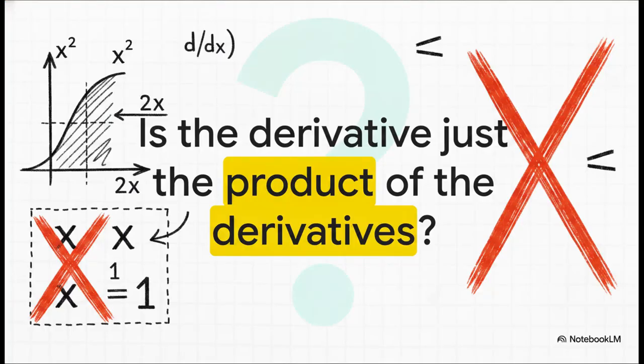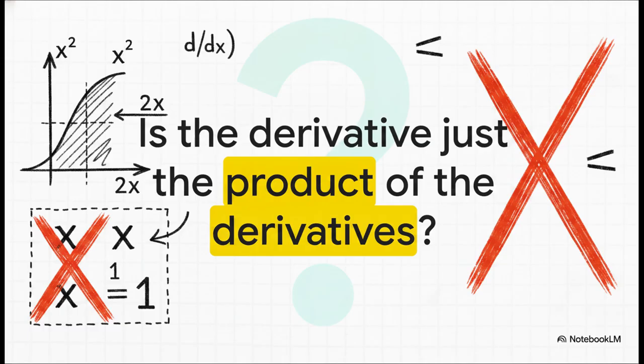Before we jump into the rule itself, we've got to address a really common trap. You might be wondering, is the derivative of a product just the product of the individual derivatives? It is incredibly tempting to assume this is true, mostly because it worked out so beautifully for addition and subtraction, but it completely fails for multiplication.